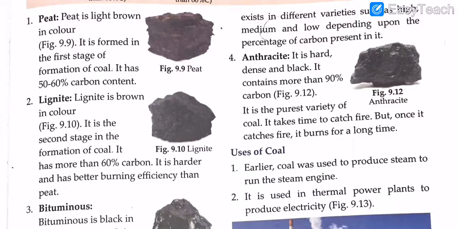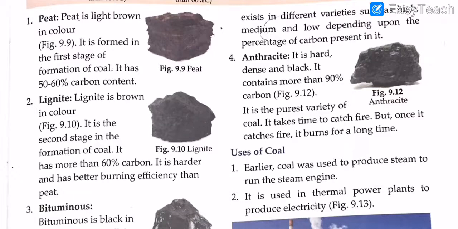Then comes lignite. Lignite is brown in color. So first they started off with light brown. Let's compare this to the toddler age of the life cycle of a human. Then comes the brown, which is the lignite. Let's compare this to the childhood stage of mankind, right? In this stage, this is the second stage of coal, and it has more than 60% of carbon content. It is harder and it has a better burning efficiency than peat, just because it is more developed.